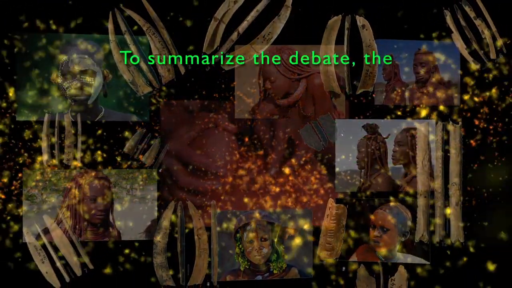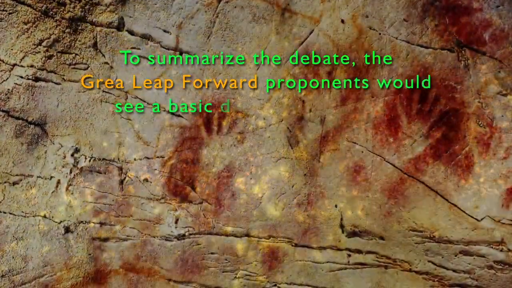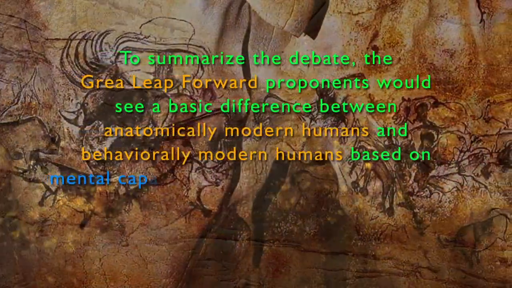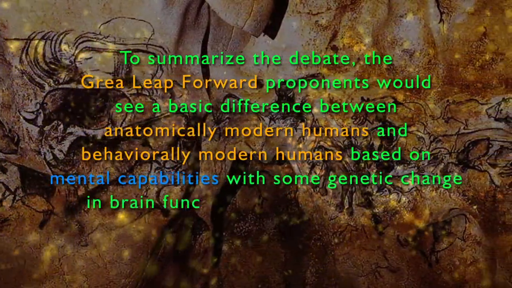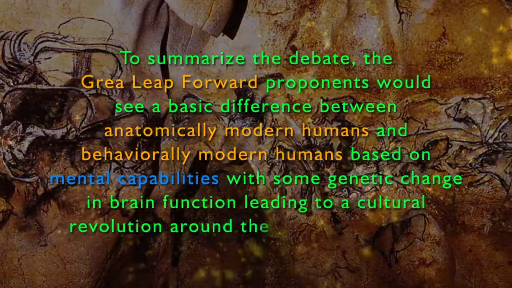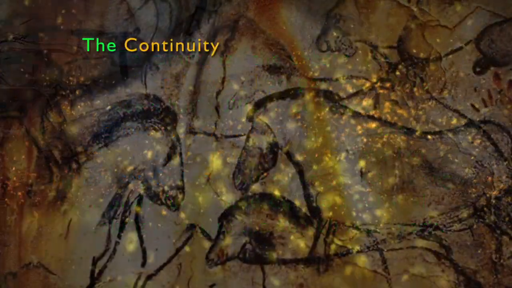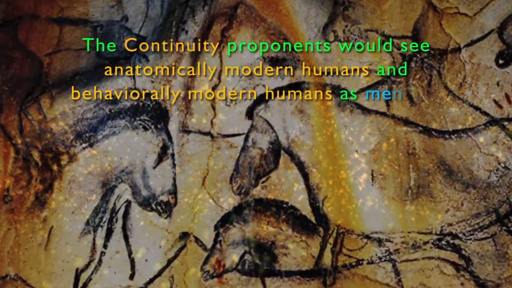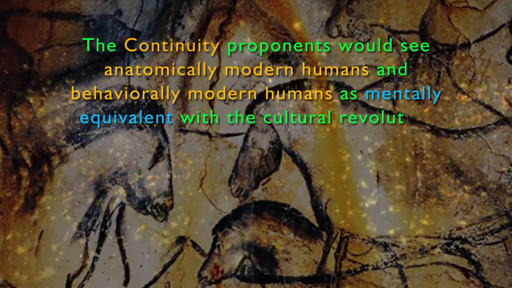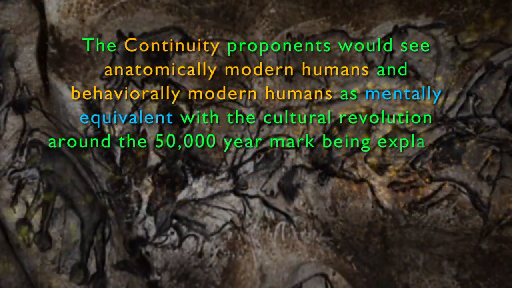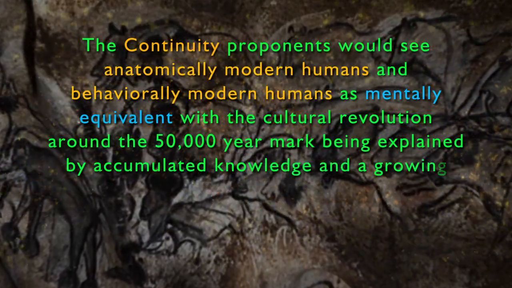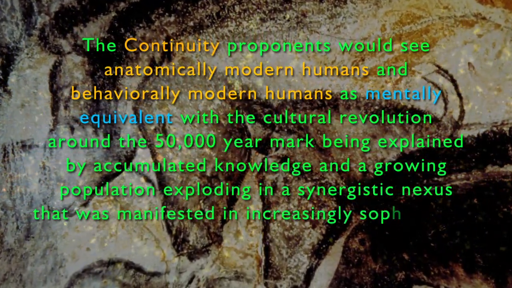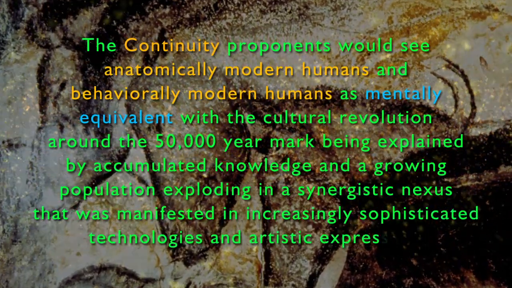To summarize the debate, the Great Leap Forward proponents would see a basic difference between anatomically modern humans and behaviorally modern humans based on mental capabilities, with some genetic change in brain function leading to a cultural revolution around the 50,000-year mark. Continuity proponents would see anatomically modern humans and behaviorally modern humans as mentally equivalent, with the cultural revolution around the 50,000-year mark being explained by accumulated knowledge and a growing population exploding in a synergistic nexus that was manifested in increasingly sophisticated technologies and artistic expression.